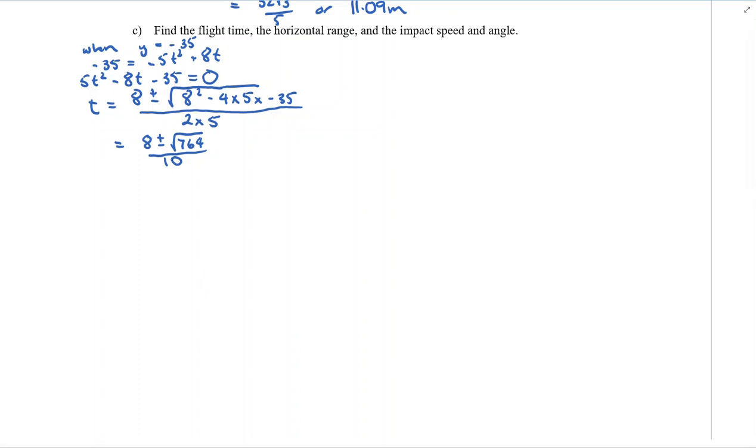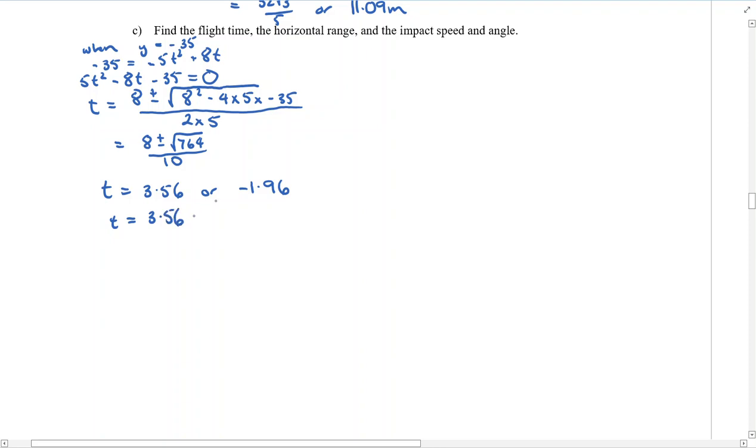So going to decimal places, you would get that time is equal to 3.56 or negative 1.96. And straight away you go, well, obviously one of those solutions doesn't work. Which one? Negative. Okay. Time is not directional, but thank you for trying. Time cannot be negative, so we disregard the negative solution. So I'm going to say t is equal to 3.56 seconds.